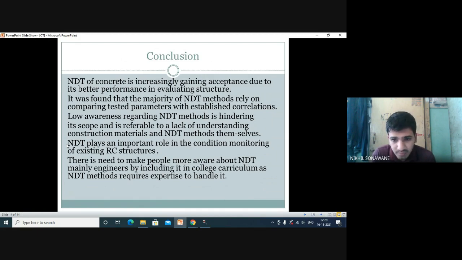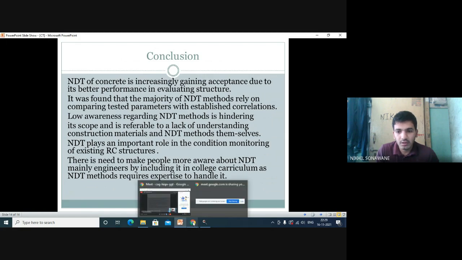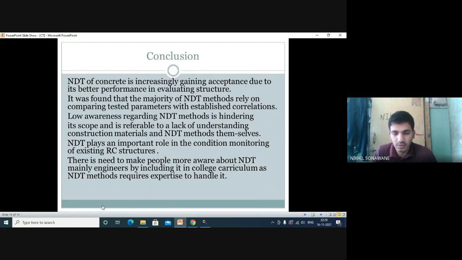Then NDT plays an important role in monitoring the RCC structures, and there is more need to make engineers aware and more capable of handling this method. So this should be increased in the college curriculum, as well as expertise should be given in this method, so that it can be properly used in the field.